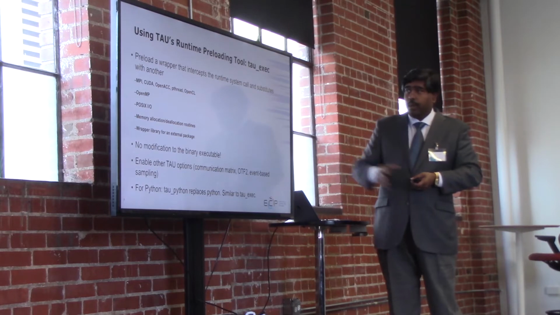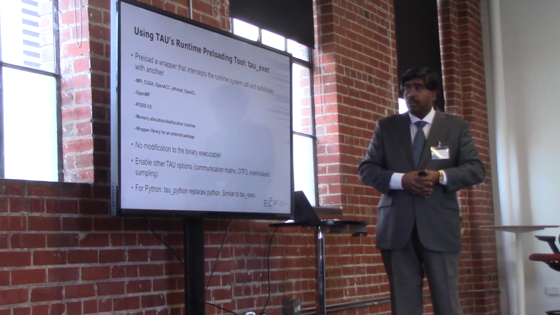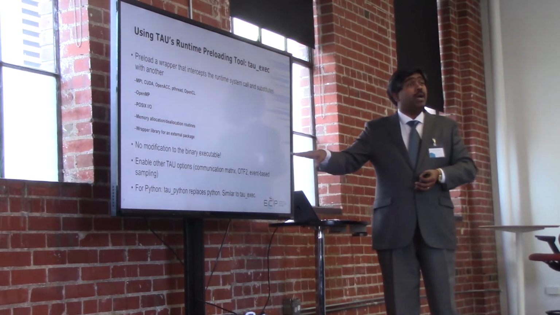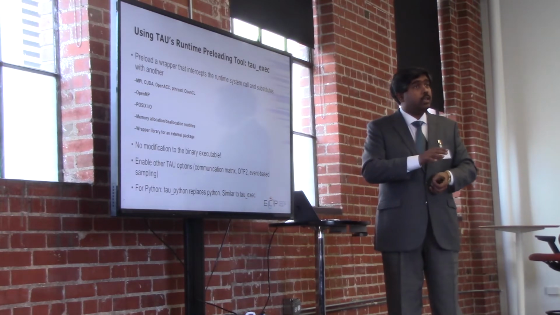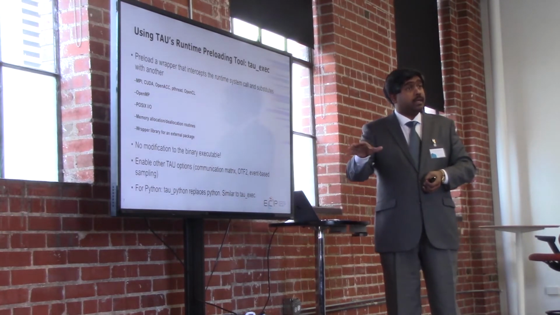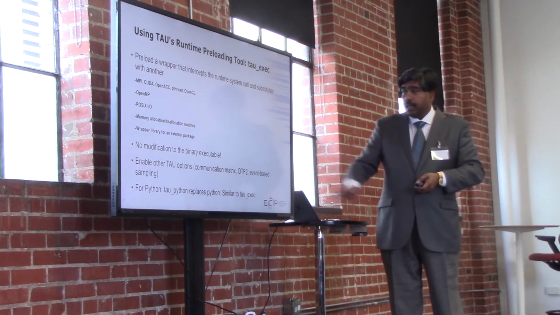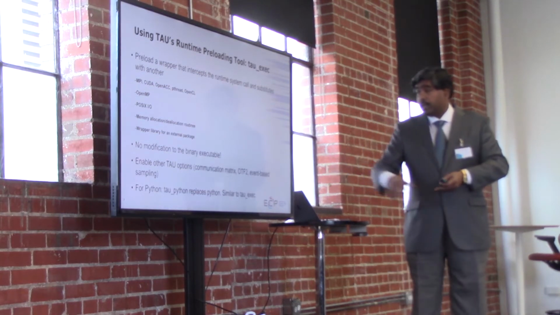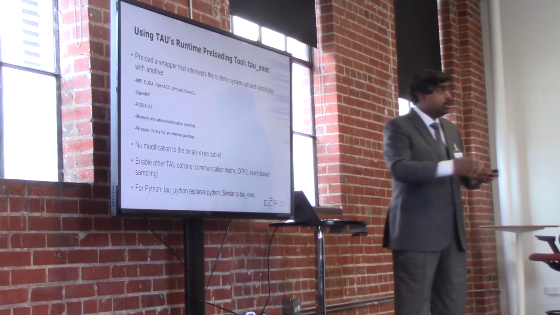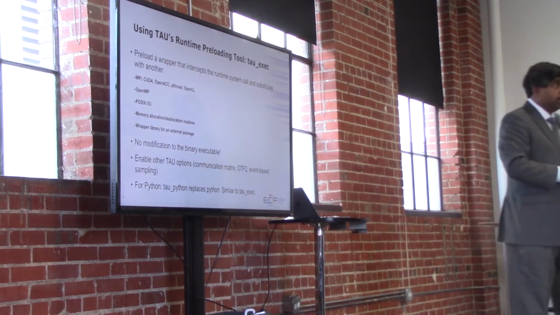You can also look at memory evaluation. But what is interesting is that you don't need to modify your binary in any way. You just launch it with tau_exec. Okay? And then you can enable other options in TAU, including turning on event-based sampling, so you can see what the rest of the application did.